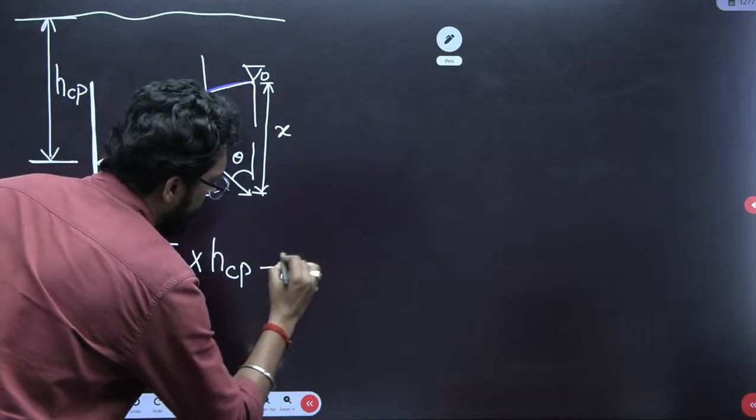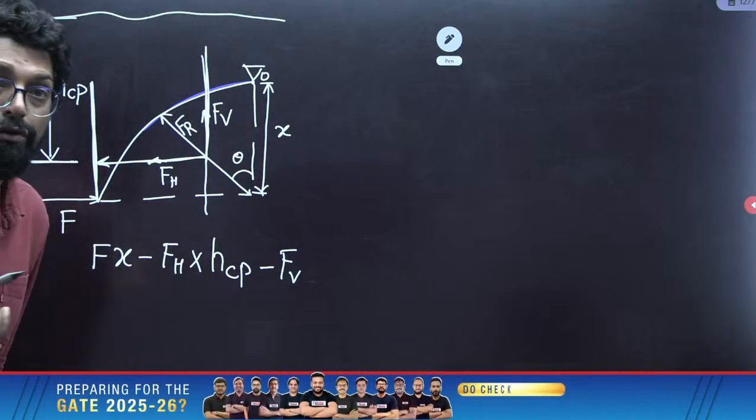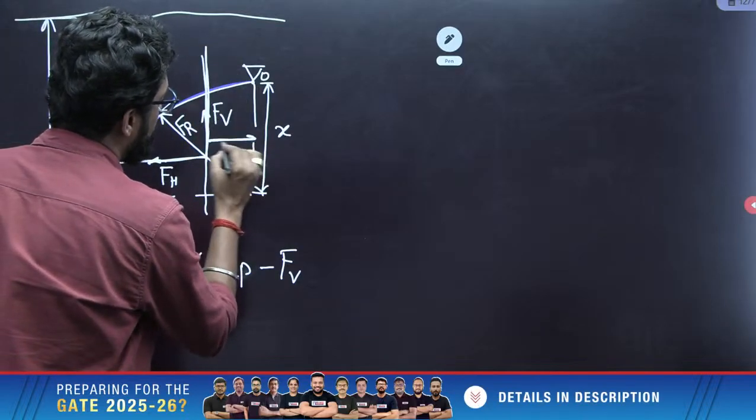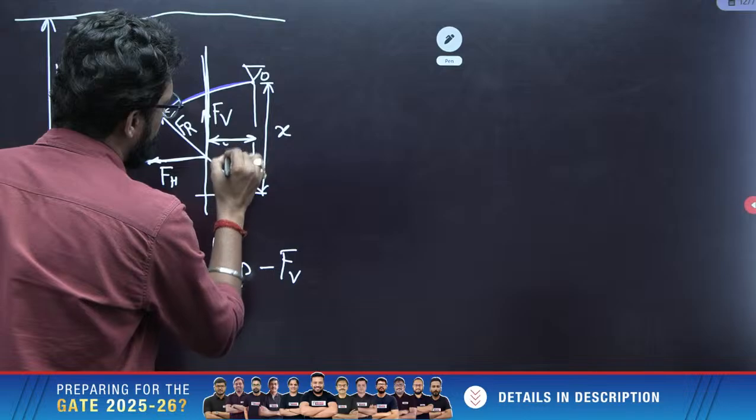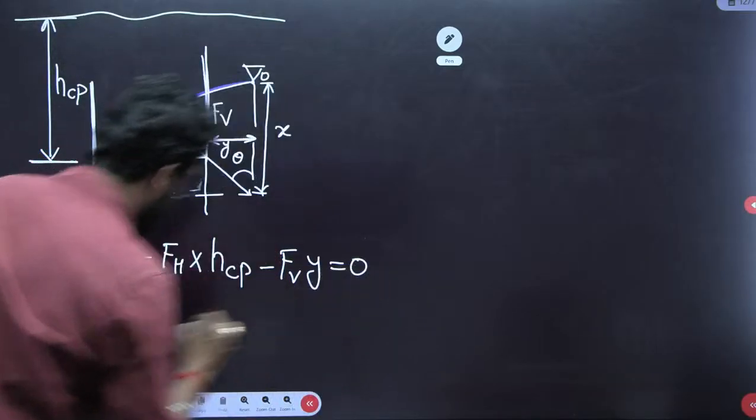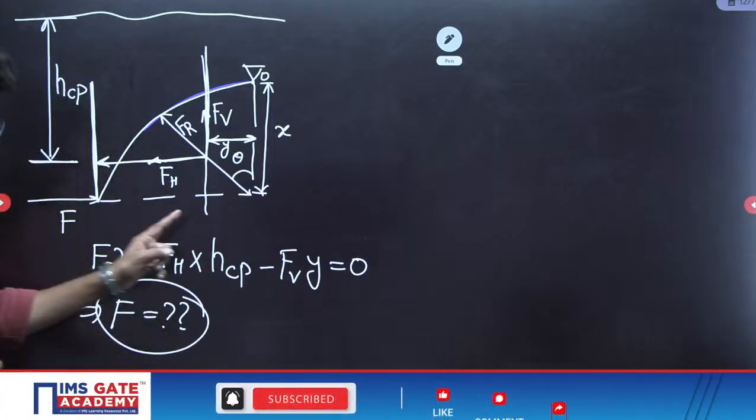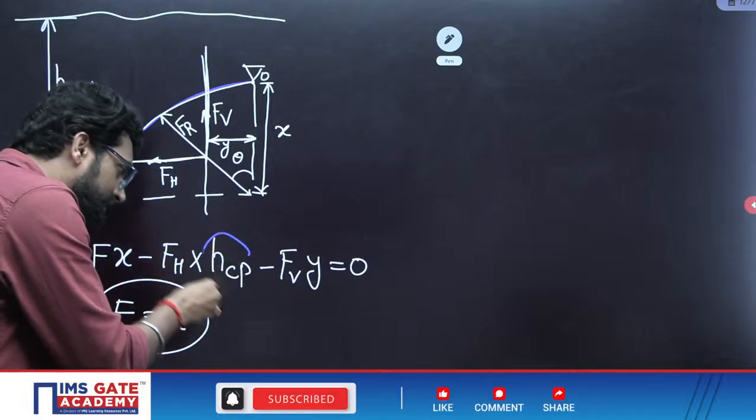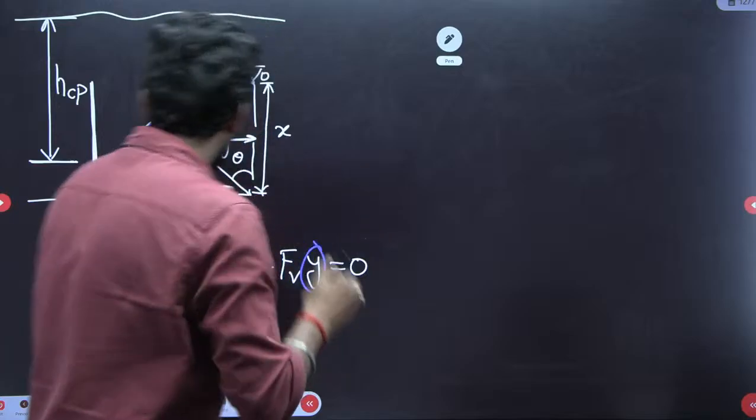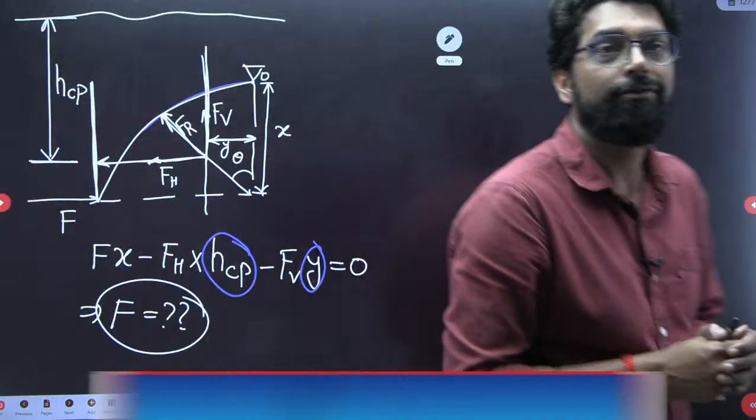Now the vertical force is also clockwise. So minus FV. The vertical force is the weight of the fluid, and the weight acts at the CG. So we have to find the CG from the base. Let's suppose this is Y. So FV into Y is equal to 0. Then we have to find F. Why is this lengthy? Because you have to find HCP, you have to find Y. That's why we find the resultant, because the resultant includes both horizontal and vertical force.